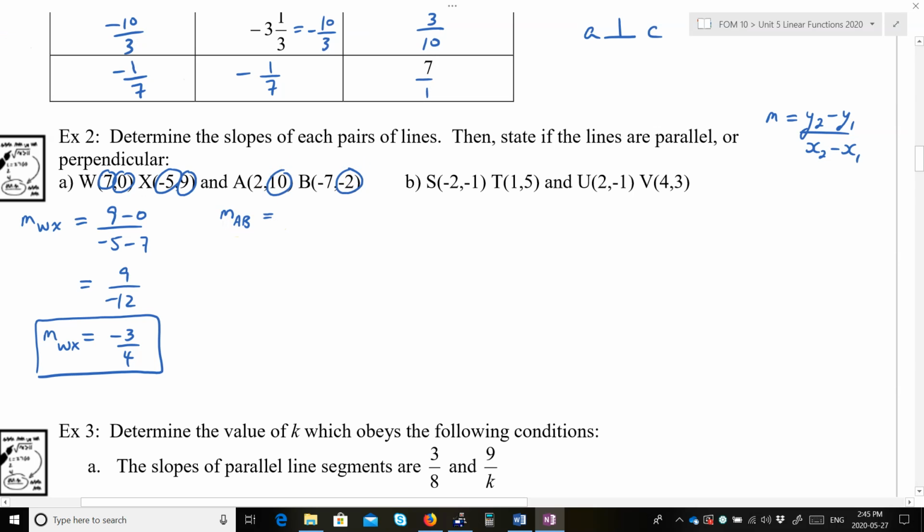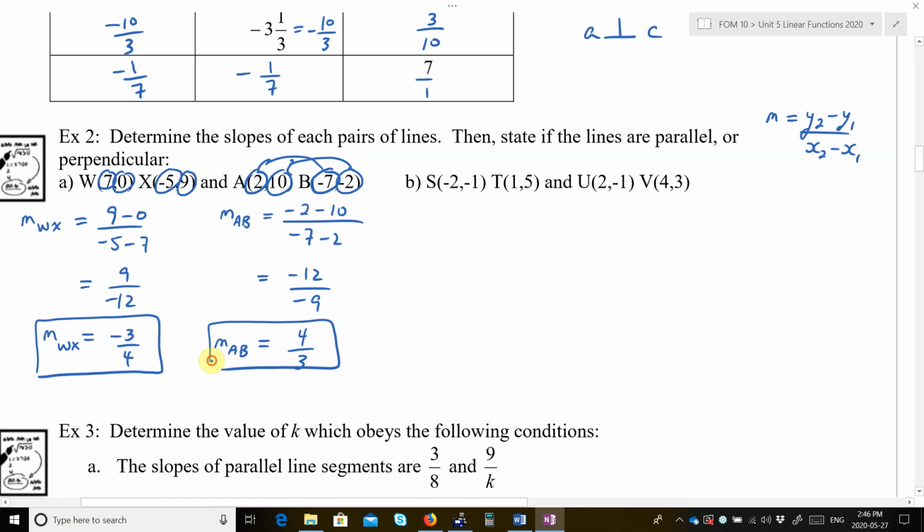And you go y2 minus y1, so negative 2 minus 10. And I started on that B point, so I have to go x2 minus x1. So we are going to get negative 12 over negative 9, which is 4 over 3. And this is the slope of AB. Okay, and so notice that those fractions are flipped and they have opposite signs. Okay, which means that these two line segments would be perpendicular.